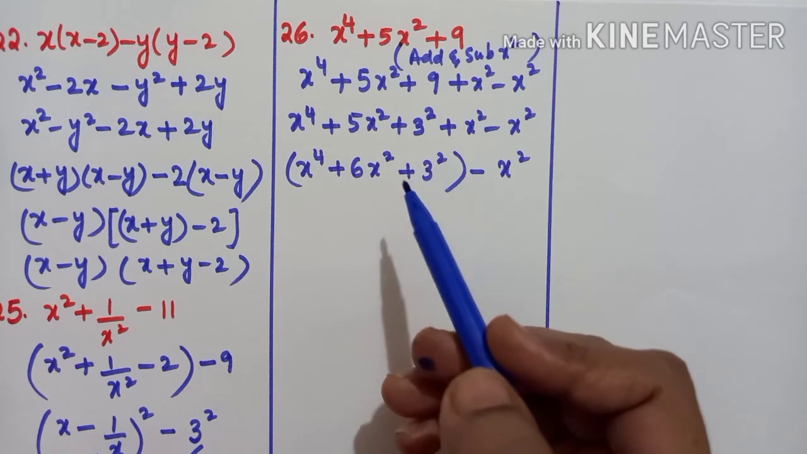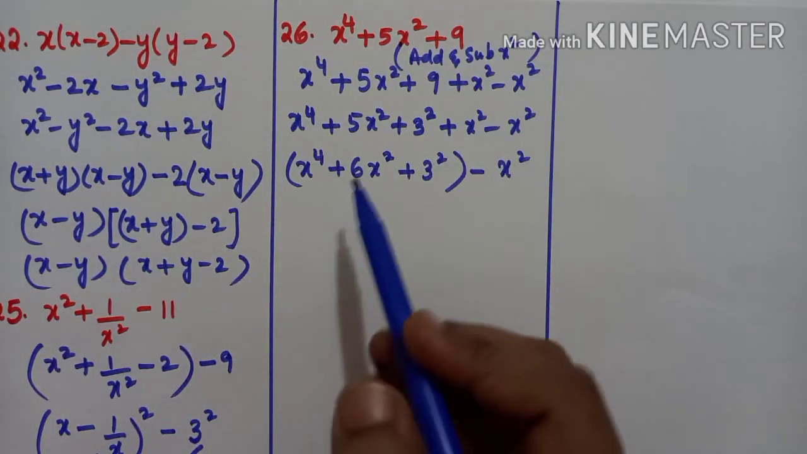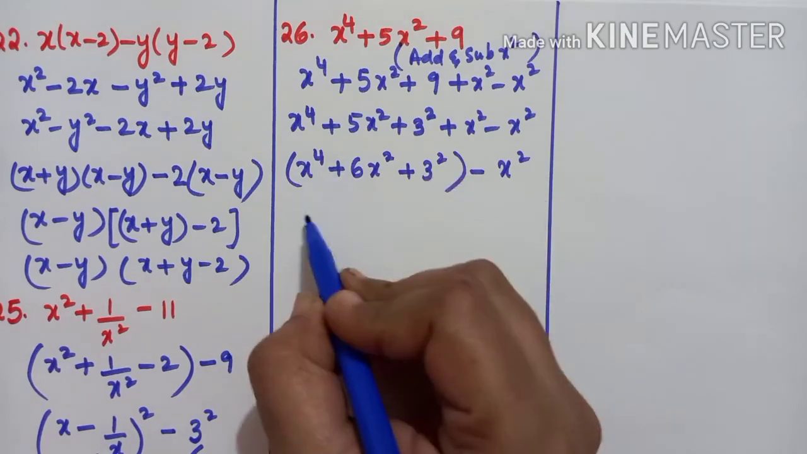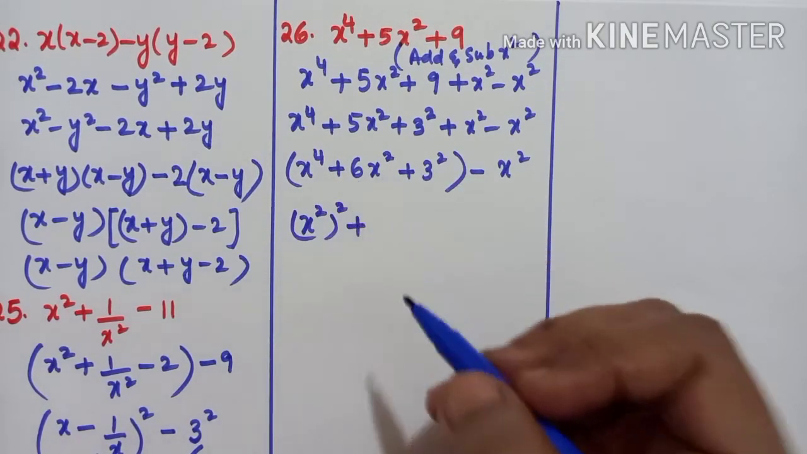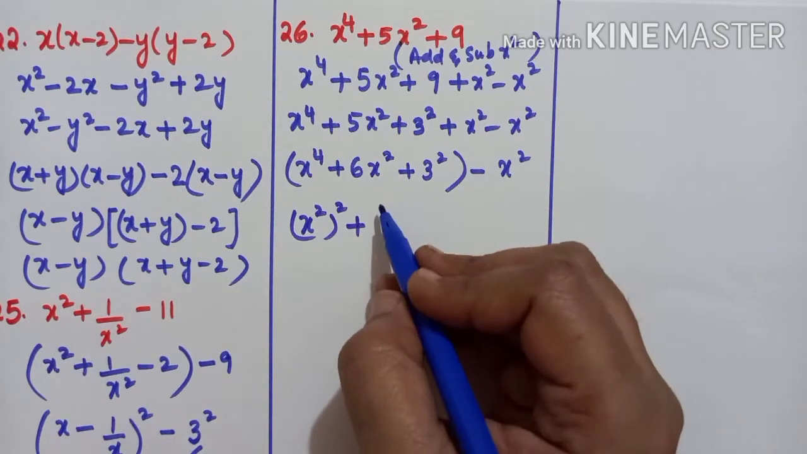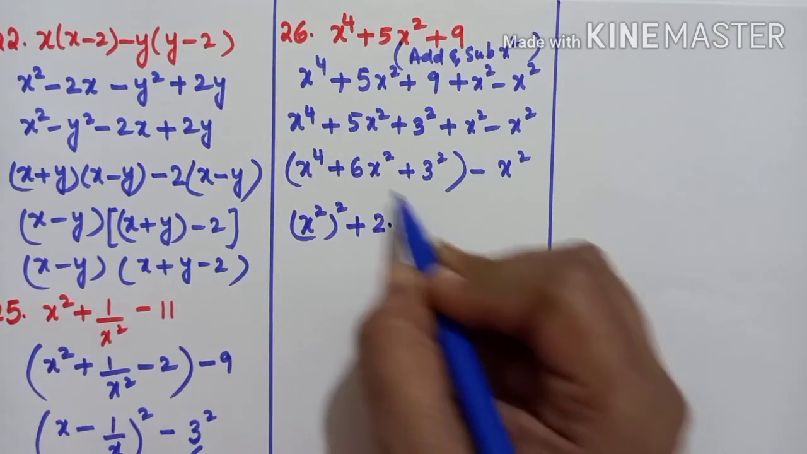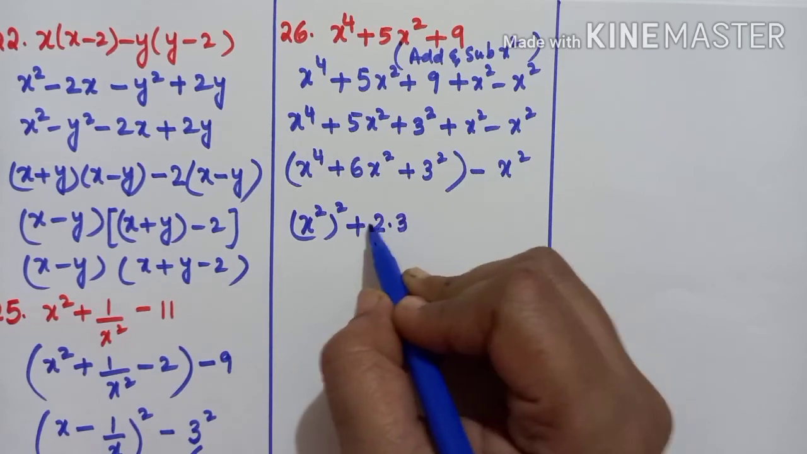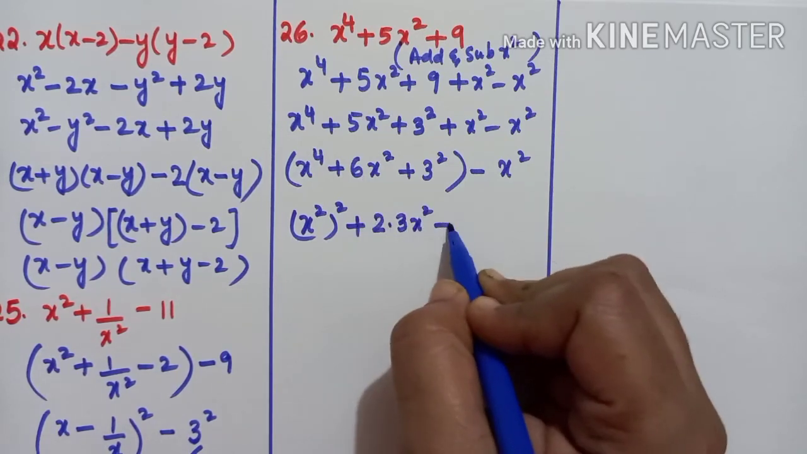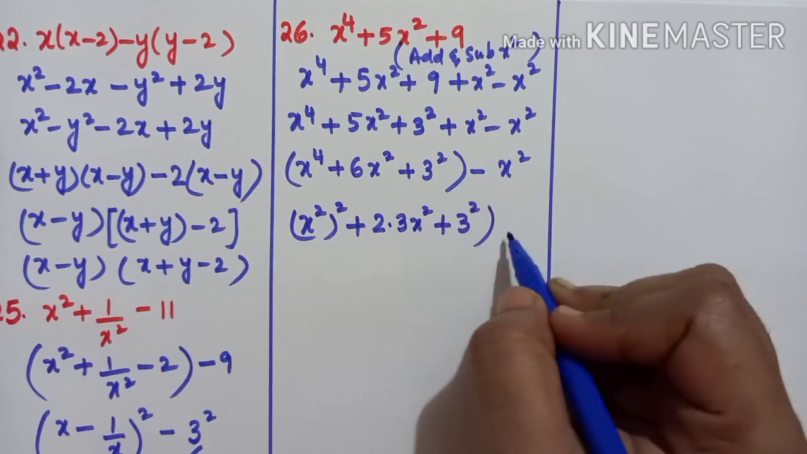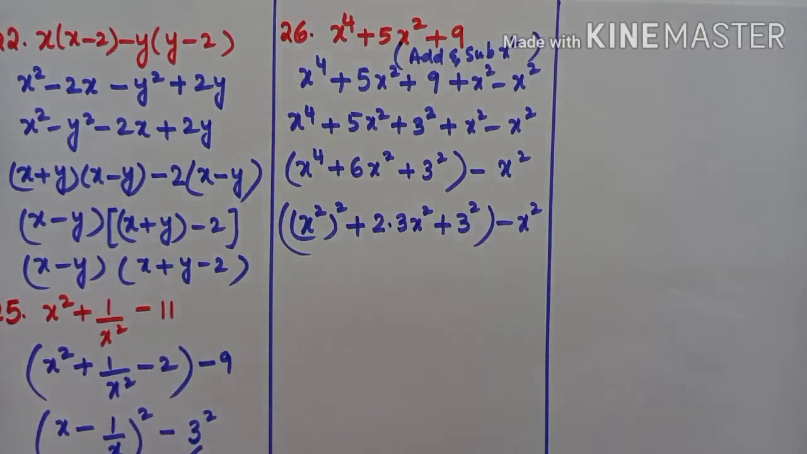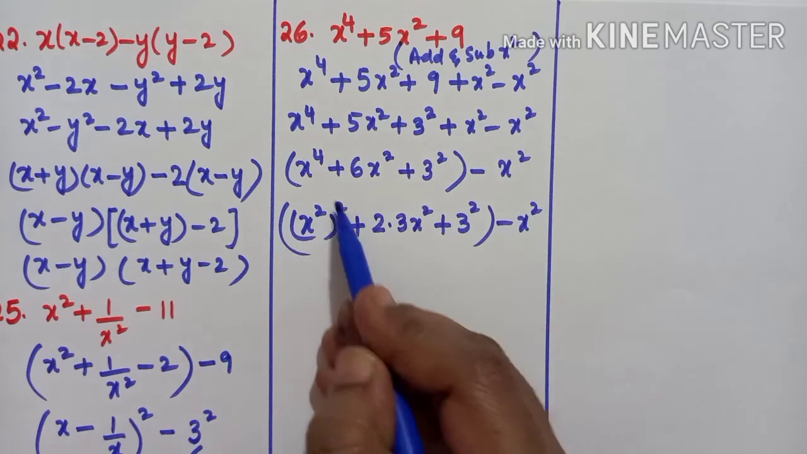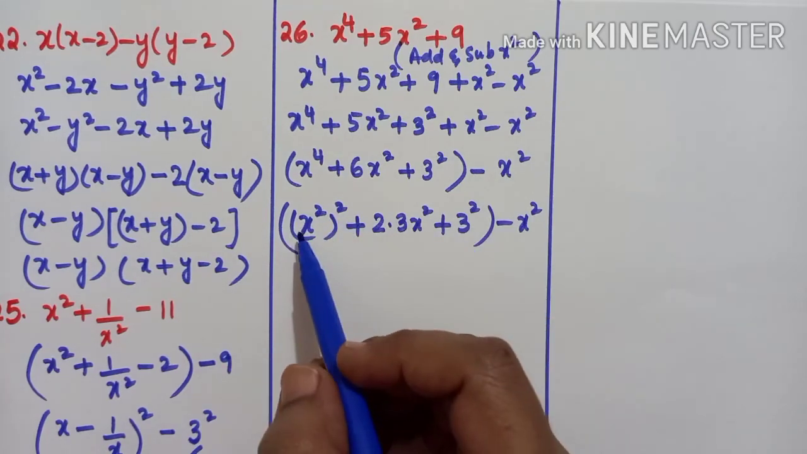It is in the form of again a plus b whole square formula. This x power 4 we will write as x square whole square plus 6x square. 6x square will be 2 into 6, we can write as 2 into 3, 2 3s are 6, so x square plus 3 square. Minus x square. So this is in the form of what? X plus 3 whole square formula. You have to assume actually this is x square.